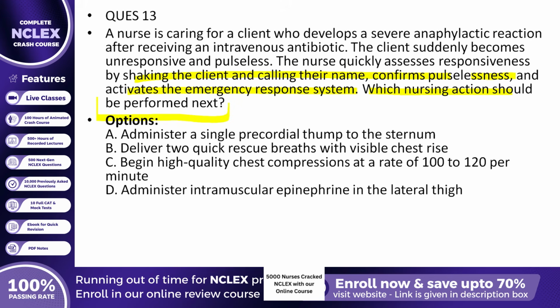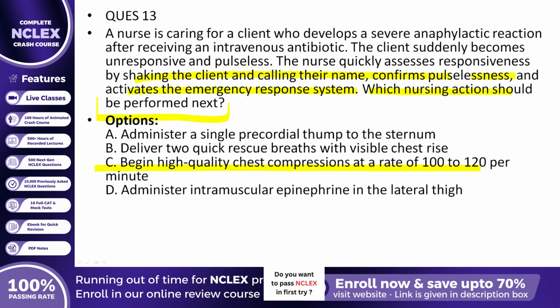Here are the options. Option A, administer a single precordial thump to the sternum. Option B, deliver 2 quick rescue breaths with visible chest rise. Option C, begin high-quality chest compressions at a rate of 100 to 120 per minute. And Option D, administer intramuscular epinephrine in the lateral thigh. The correct answer is Option C. Begin high-quality chest compressions at a rate of 100 to 120 per minute.